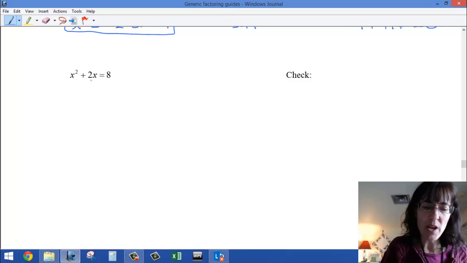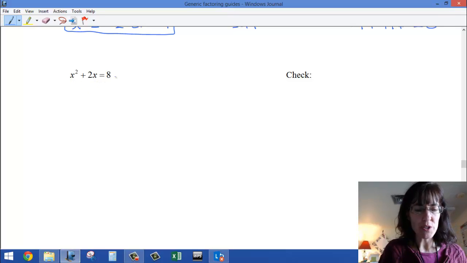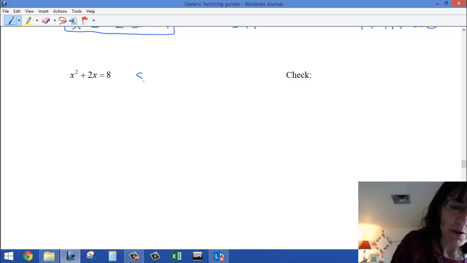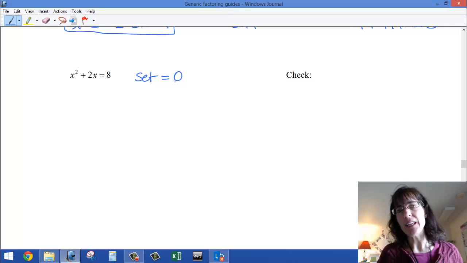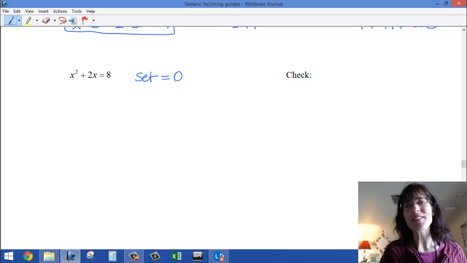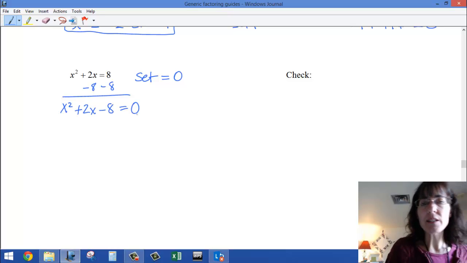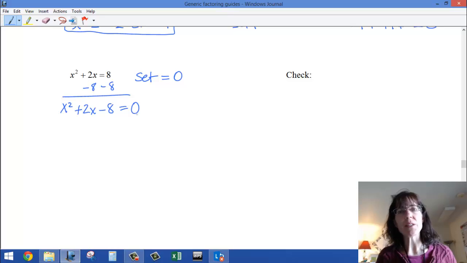Next problem. Here I have x squared plus 2x equals 8. I need to set it equal to 0 first, because I have it set equal to 8, and I don't have an 8 factor property, just a 0 factor property. So I subtract 8 from both sides, and I have x squared plus 2x minus 8 equals 8 minus 8, which gives me 0. So now I have it set to 0.